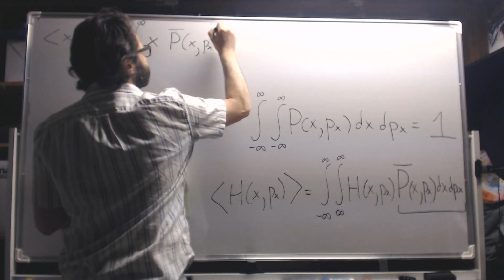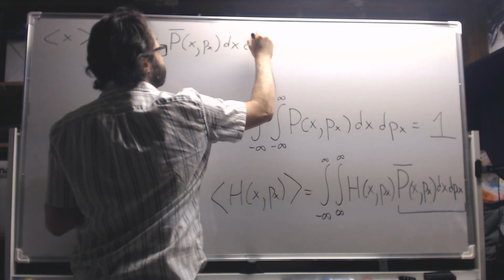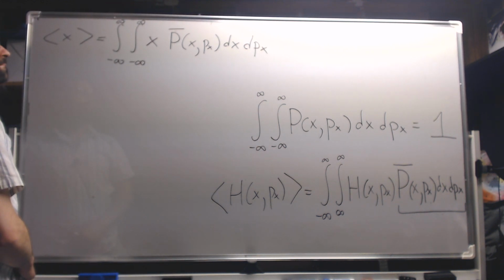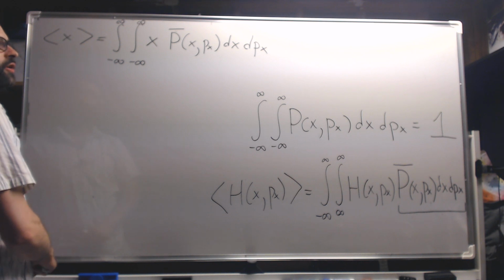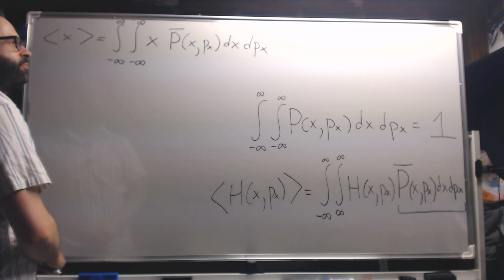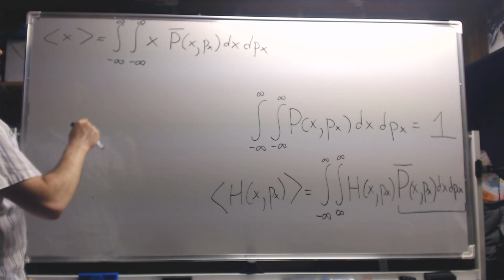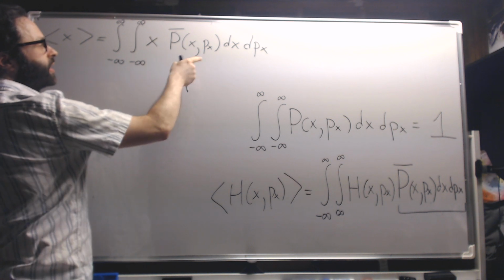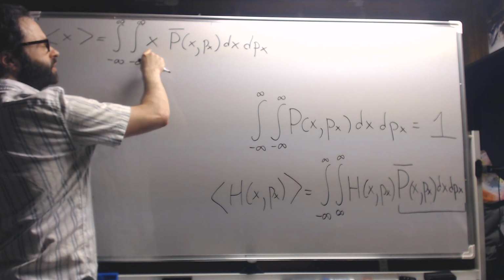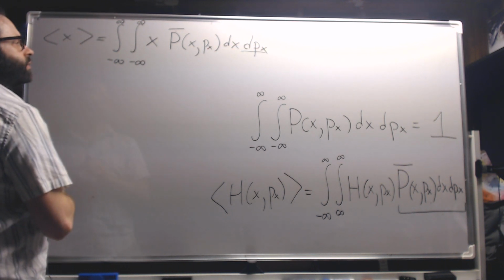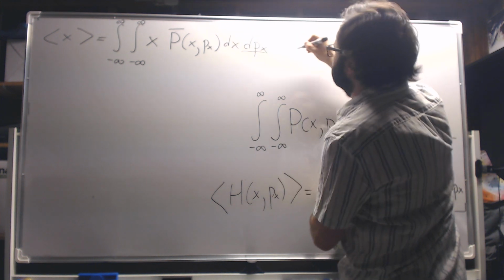x, px, dx, dpx. So you would do a similar integral for the value of px. Now notice something interesting here. The integral over x depends on x obviously, but the integral over px does not depend on this variable x. So what if we perform the integral over dpx first? What if we wrote this out like this?